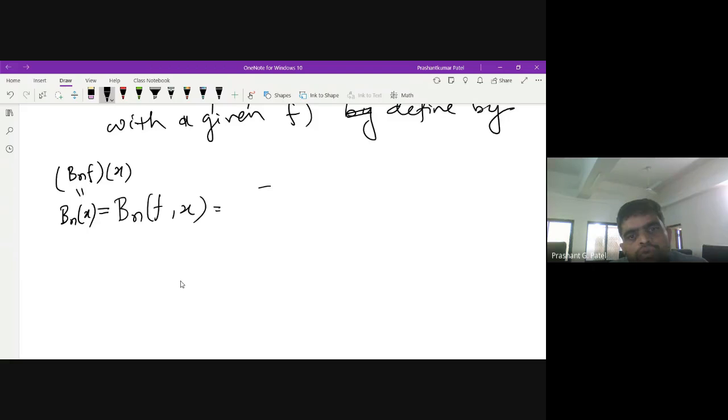That is equal to summation k running from 0 to n of nCk x power k, 1 minus x power n minus k, into f of k by n. So it is actually a polynomial of degree n. I can say the Bernstein polynomial is of degree n.